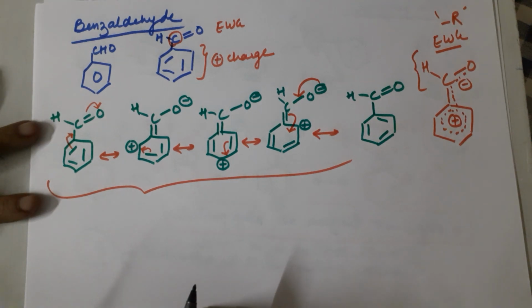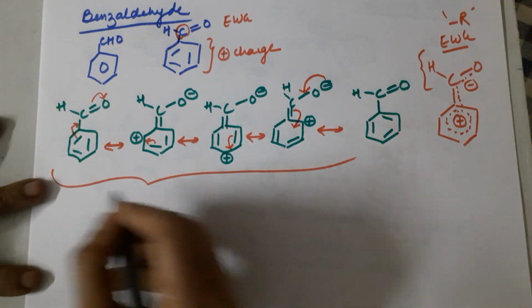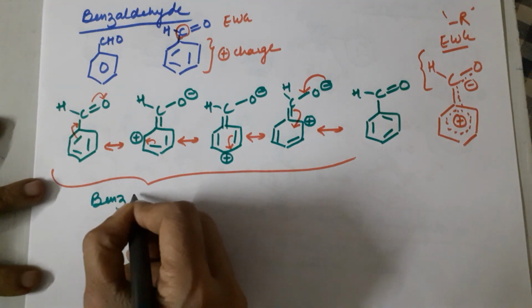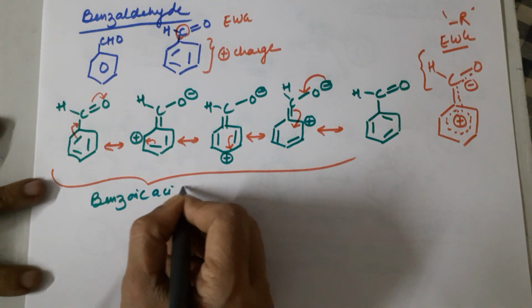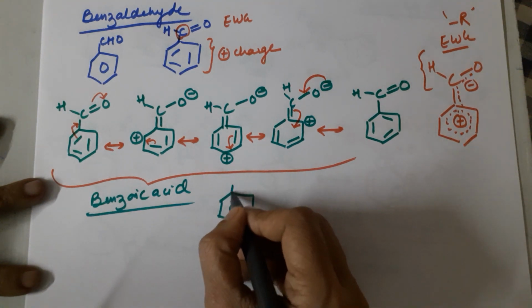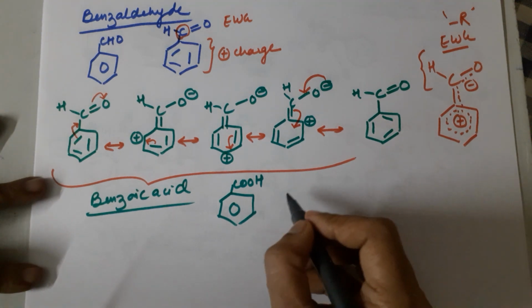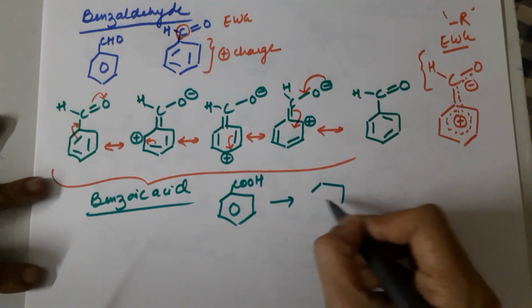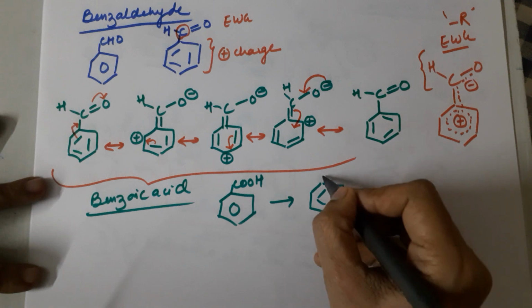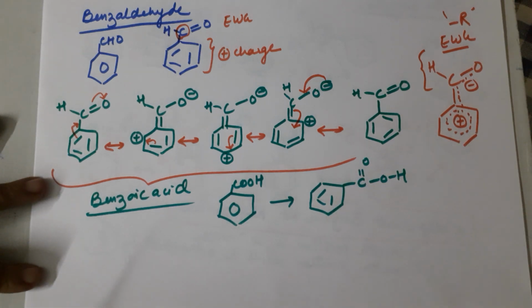Fine. Now, if we move to the next, which is benzoic acid. A benzoic acid looks like this, and this will not be of any use to you to draw the resonating structures until and unless you rewrite it as this with a C double bond O and an OH. Only then will you be able to draw the resonating structure.